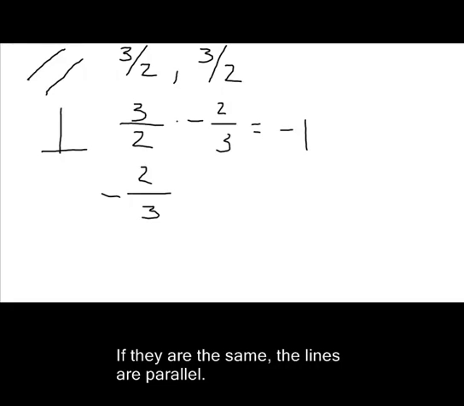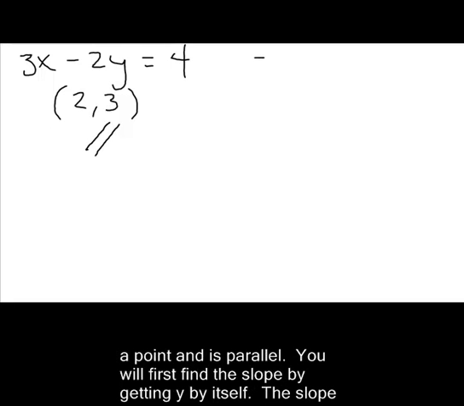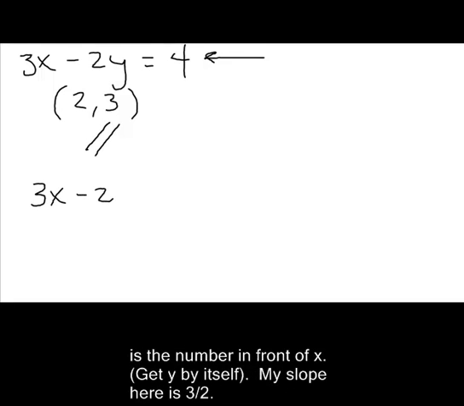So you're going to have some problems that actually give you an equation of a line like 3x minus 2y equals 4. And they're going to say, find another line that goes through the point 2, 3 and is parallel. So the first thing you're going to do is take your old line, the first one they give you, and get y by itself, because if we can get y by itself and put it in slope-intercept equation format, we can tell what the slope is.